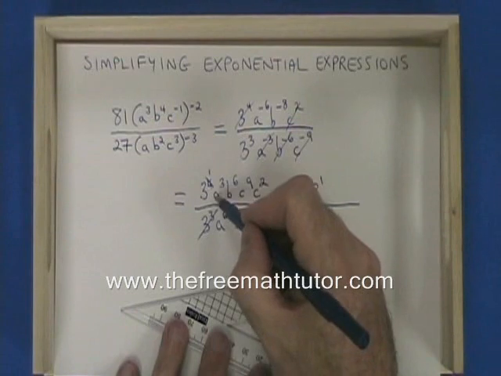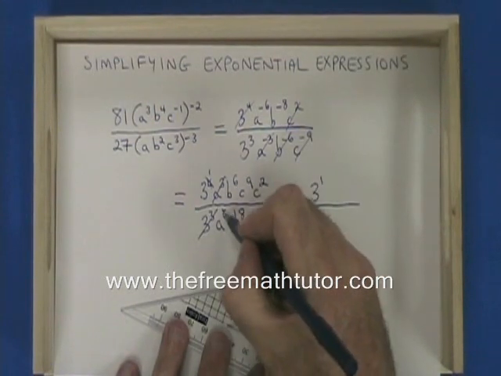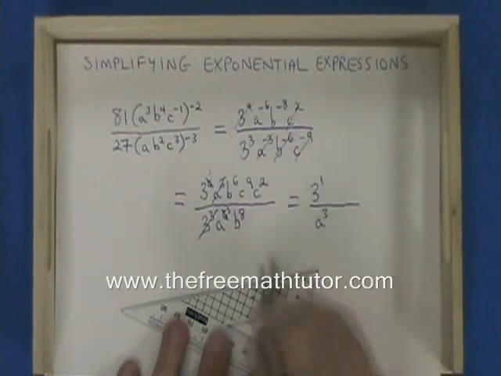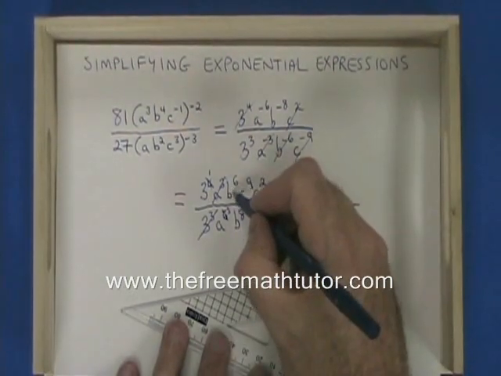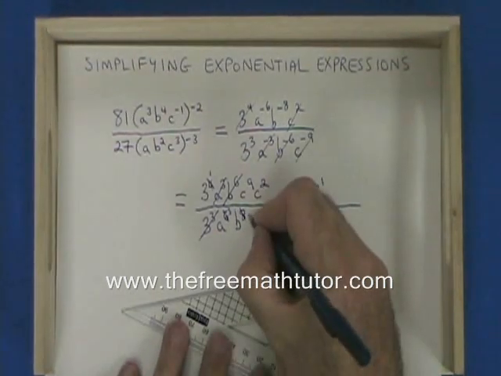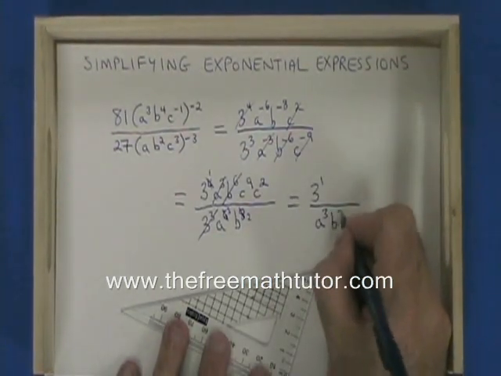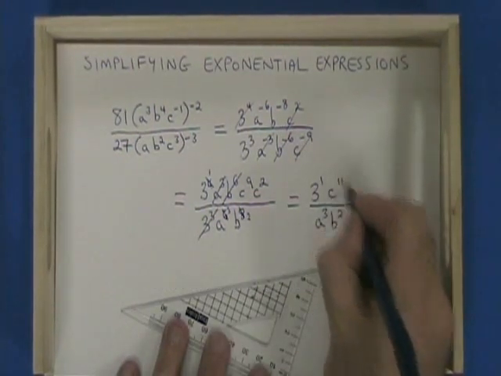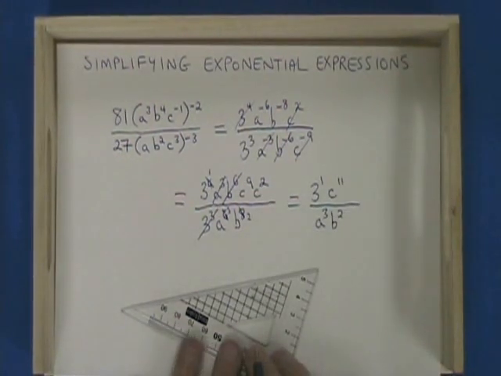All 3 of the a's on the top cancel with 3 of the a's on the bottom, leaving me with a to the power of 3 on the bottom. All 6 of the b's on the top cancel with 6 of the b's from the bottom, leaving me with b squared on the bottom. And c to the 9 times c to the 2 is c to the 11, which stays on the top. This is my final answer.